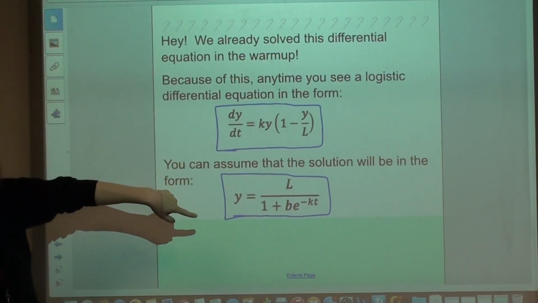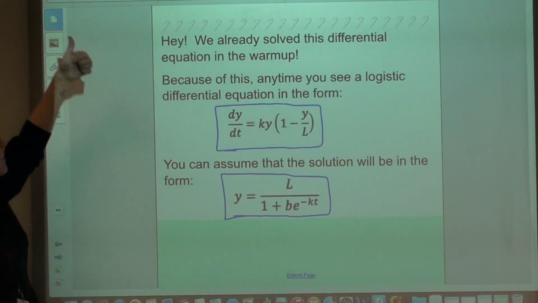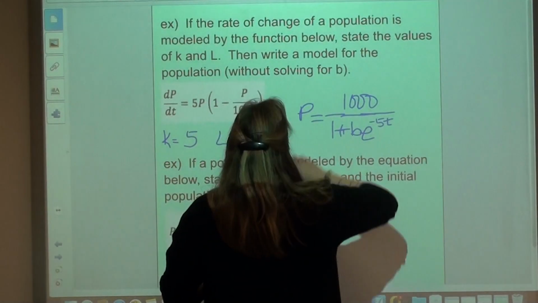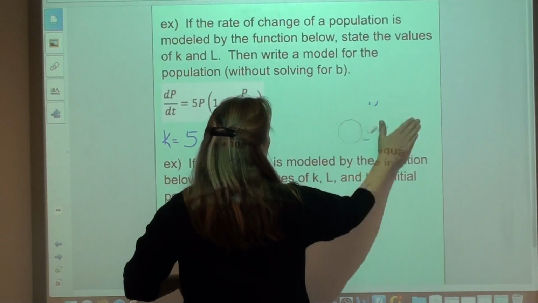Everyone have both of those written down? Wait. Uh-oh, write them down. Don't look, camera, don't look.